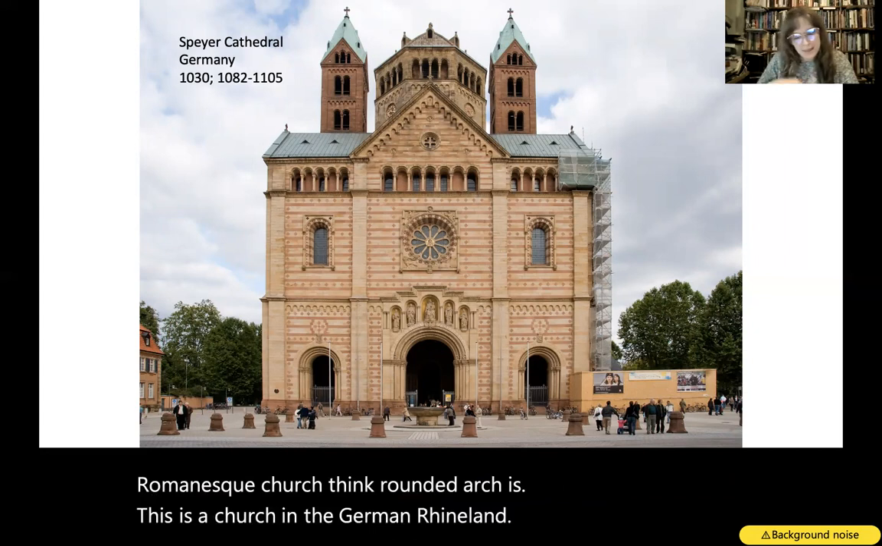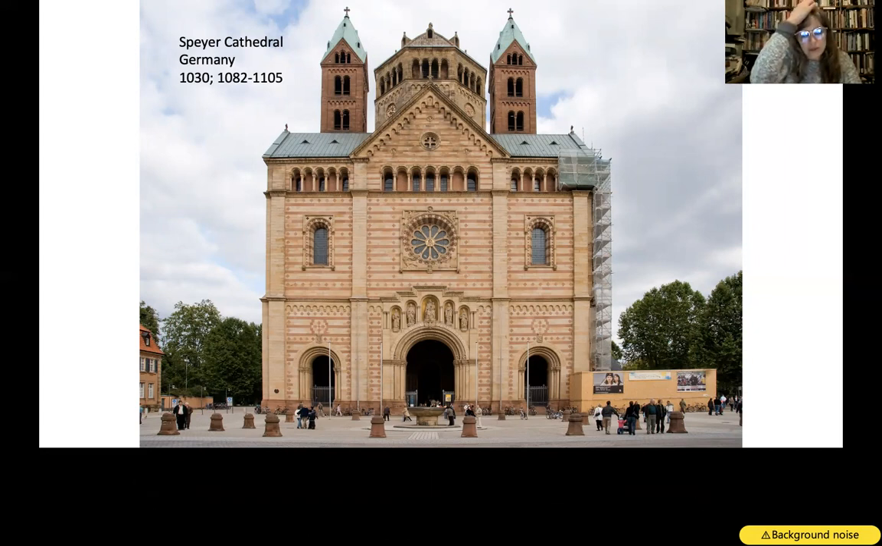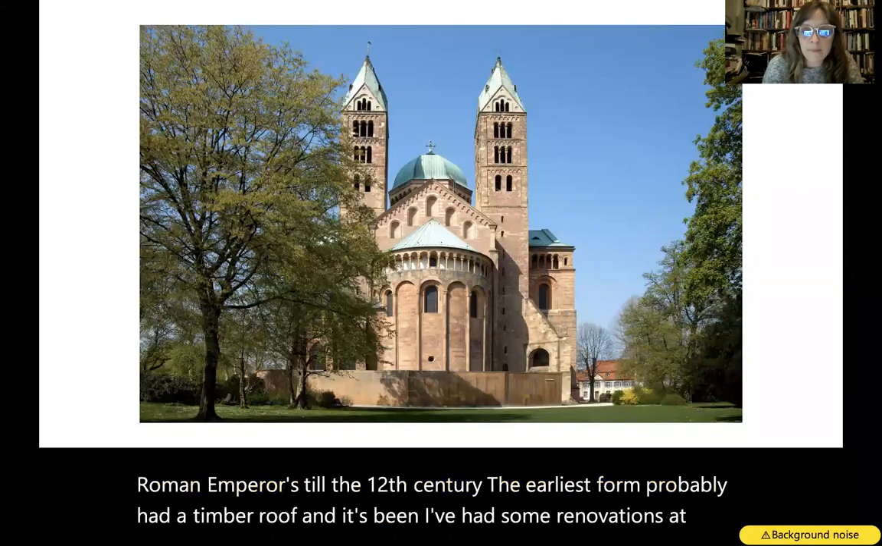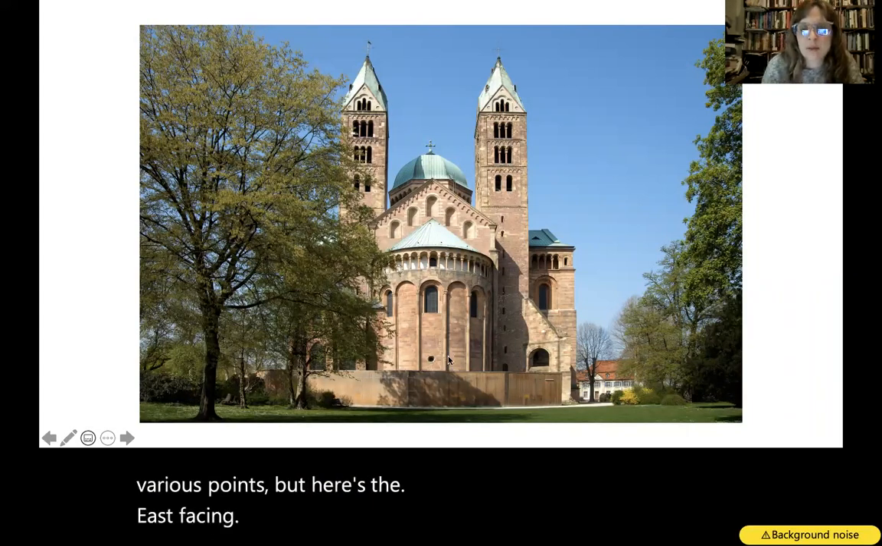It's made from red sandstone, and it was the burial place of Holy Roman emperors until the 12th century. The earliest form probably had a timber roof, and it's had some renovations at various points. And here's the east-facing side, where the altar is in the apse.